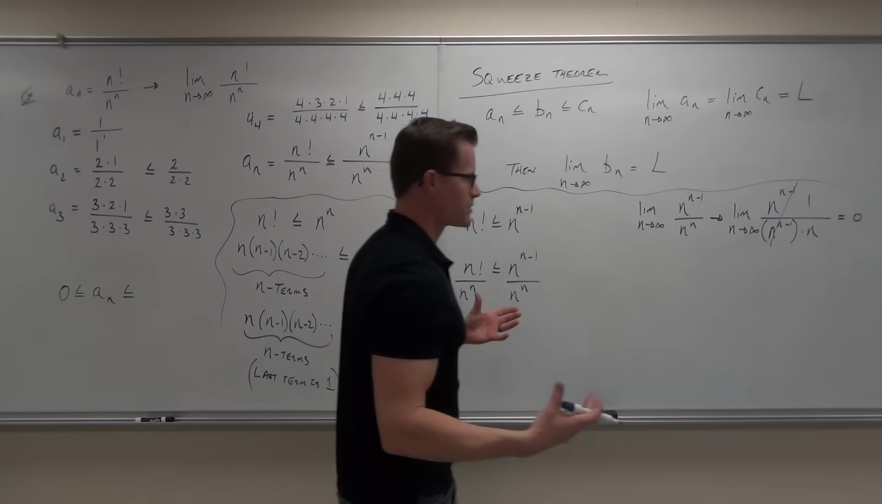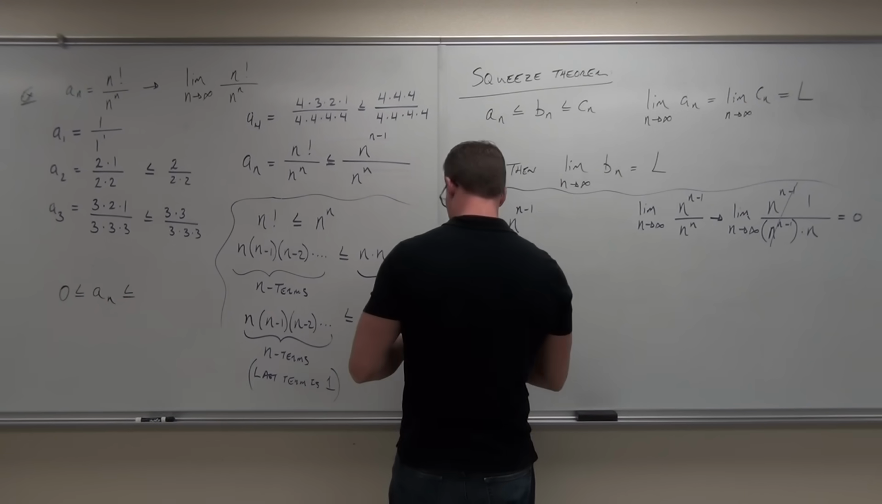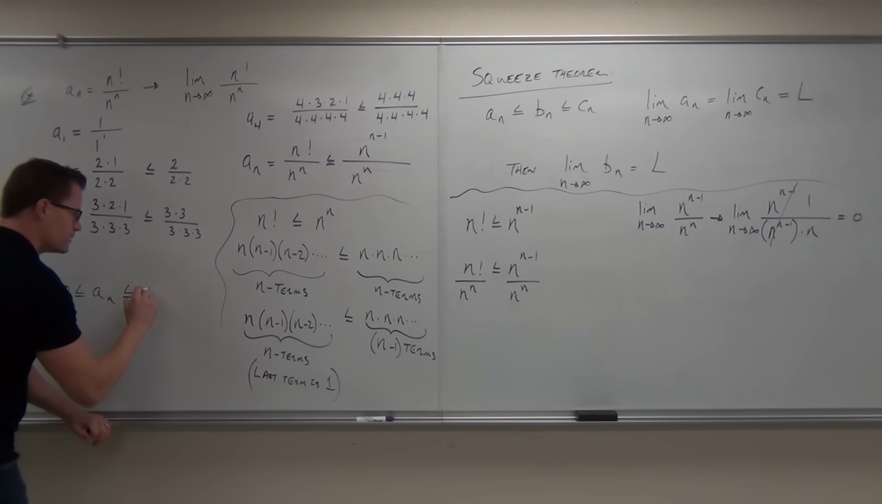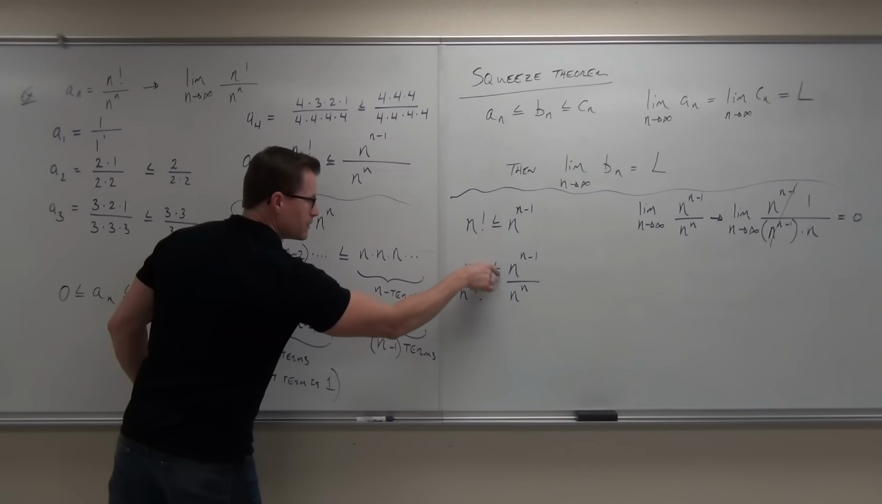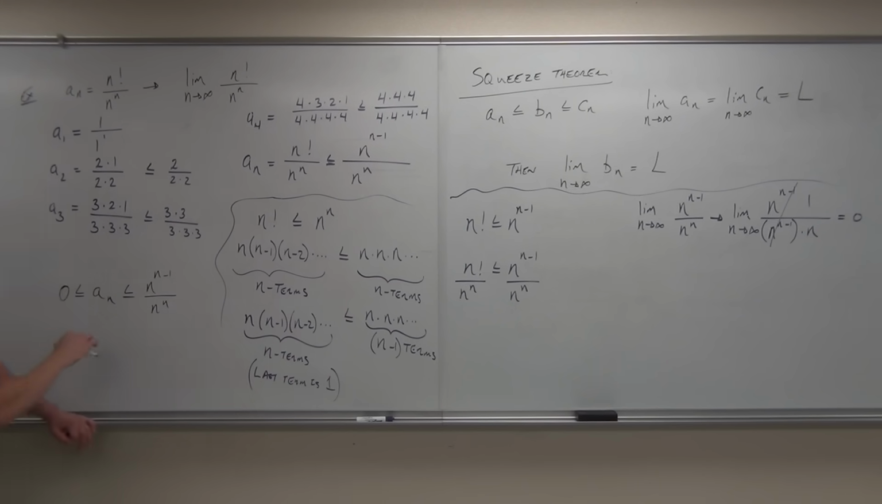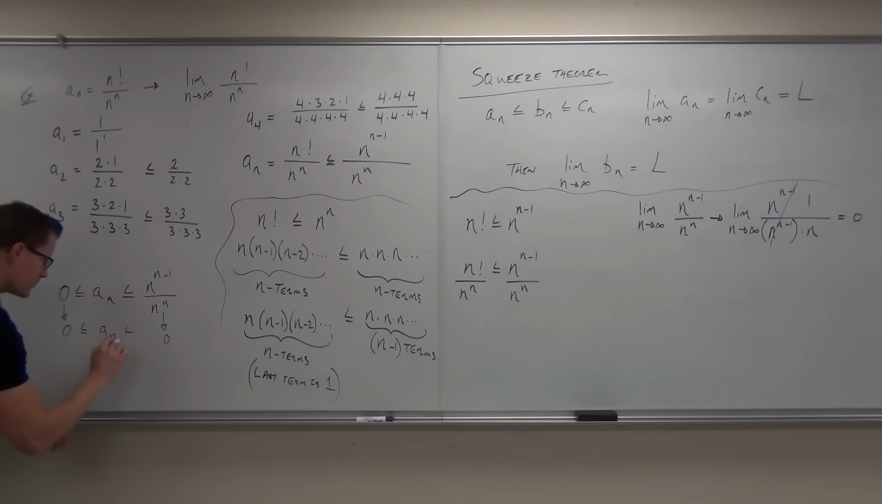So let's put all of this stuff together. What we know from here is that 0 was less than a sub n. We now know that a sub n is less than the sequence (n to the n minus 1) over n to the n. Because the limit of 0 is 0, and the limit of this one is also 0, this says that the limit of a sub n as n approaches infinity goes to 0.